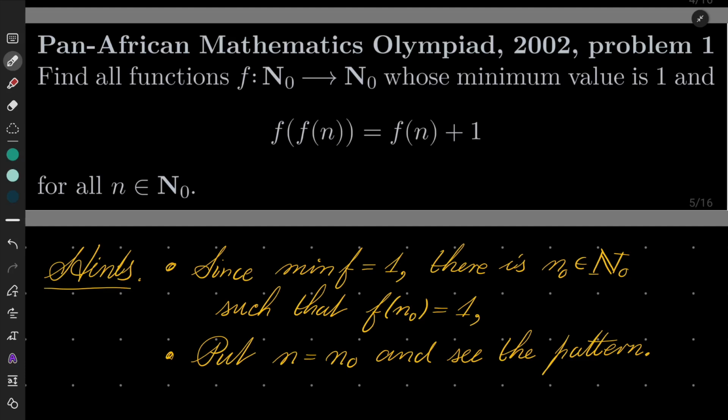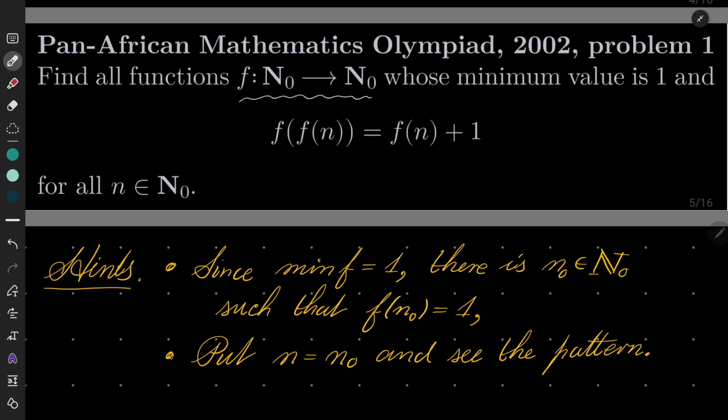Hello friends, in this video I'd like to solve the following problem from the Pan-African Mathematics Olympiad 2002. Problem number 1. We wish to find all functions going from the set of natural numbers into itself, whose minimum value is 1, and the following functional equation holds. f of n equals f of n plus 1 for all non-negative integers n.